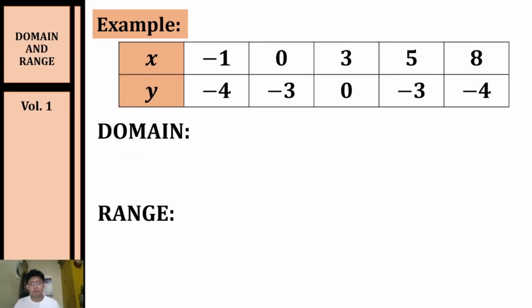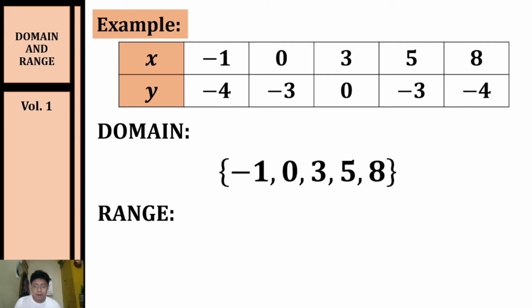So for example, we're given a table of values. If we're given a table of values and we're going to get the domain and range, the domain will be all the values of x, and the range will be all the values of y. So in this case, our domain will be -1, 0, 3, 5, and 8. And for our range, we have -4, -3, and 0. So take note, we don't repeat the same element, therefore we will only have 3 elements for our range.